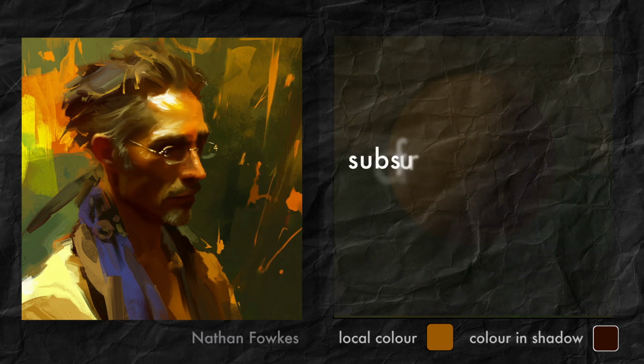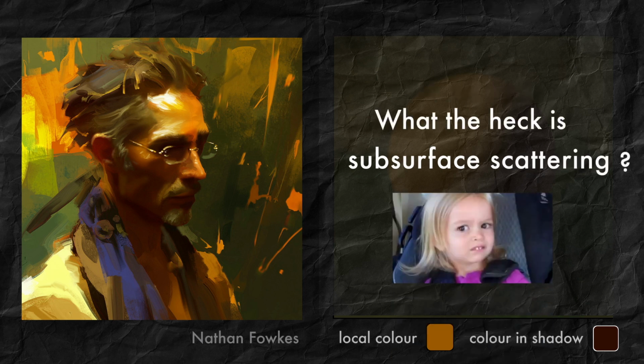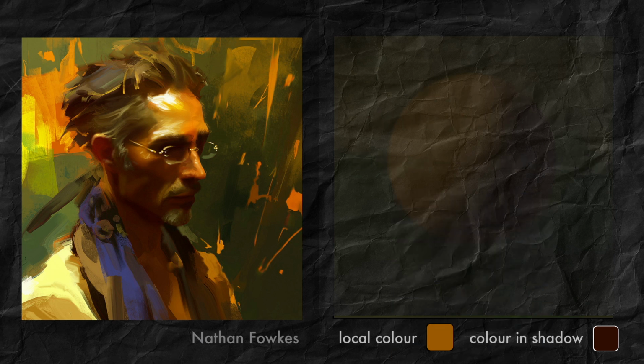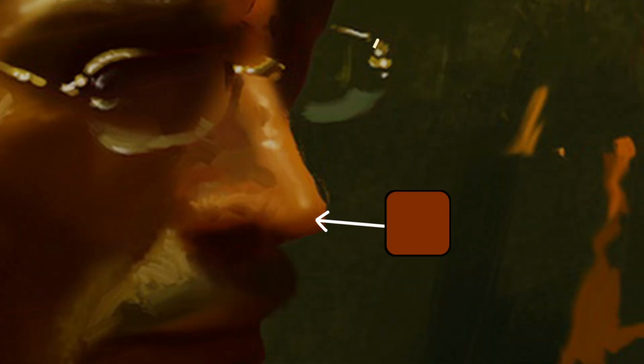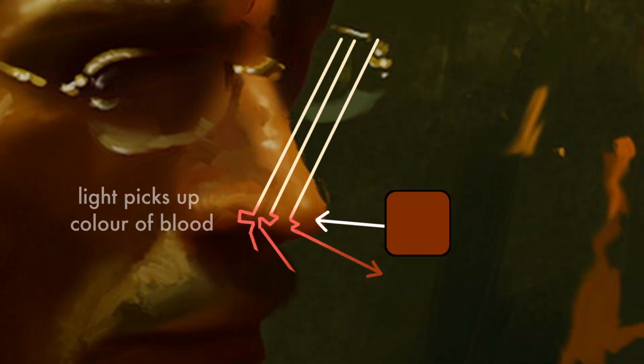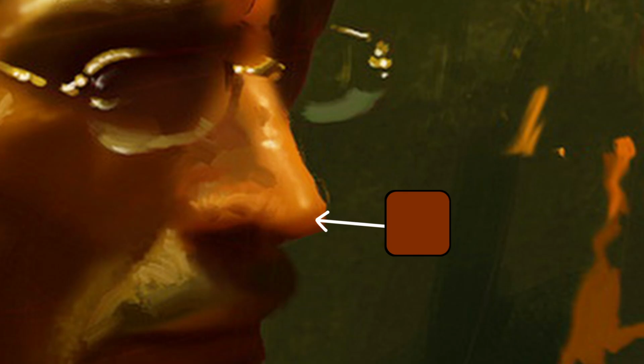This is because we don't have subsurface scattering. What the heck is subsurface scattering, you might ask? Well, if we zoom in here, between the transition from light to shadow, the color turns really warm and saturated. Light is entering the skin and bouncing around and picking up the red color of our blood before it exits. This color transition really gives a warm glow to the skin and brings it to life.